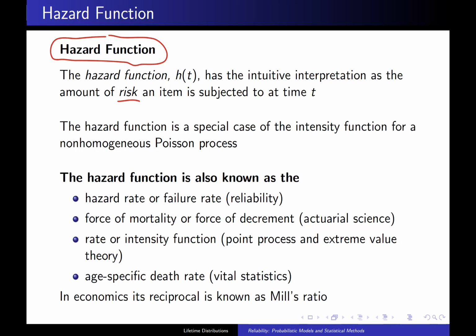The hazard function is a special case of the intensity function for a non-homogeneous Poisson process. The hazard function deals with one failure, whereas the non-homogeneous Poisson process deals with multiple failures.